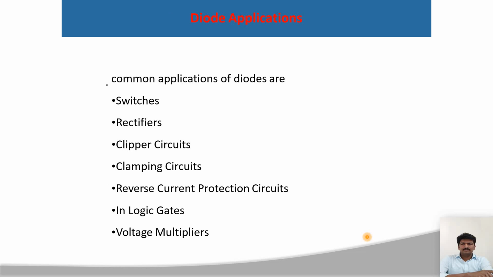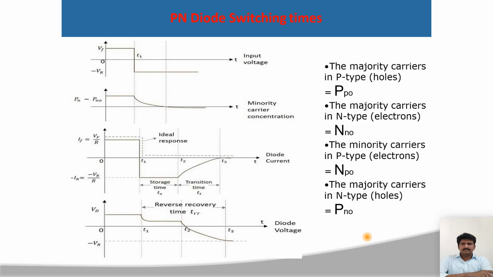Applications of this diode. You can use a diode as a switch, rectifier, clipper, clamper, reverse current protection circuit, or fuse. You can also use this diode in logic gates and voltage multipliers. Many applications are there. PN diode switching times.